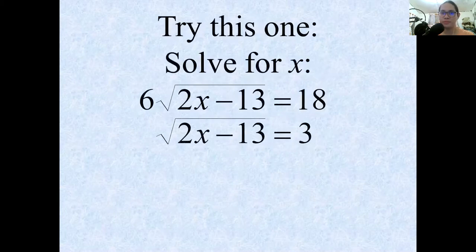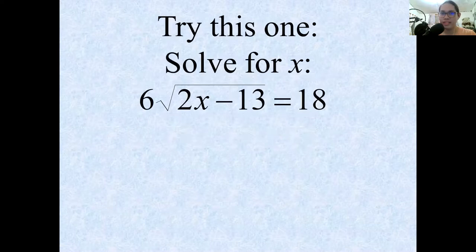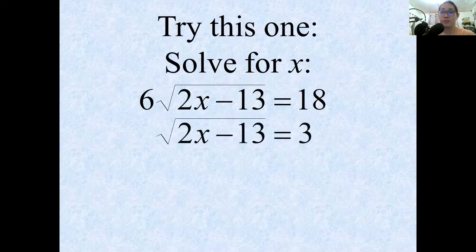Now I want you to try this one. Solve for x in this given equation: 6 square root of 2x minus 13 is equal to 18. Of course, we have to isolate the radical, the expression having the radical. So we divide both sides of the equation by 6. Cancel 6; 18 divided by 6 is equal to 3. That's what you obtain in step number 2: square root of 2x minus 13 is equal to 3.